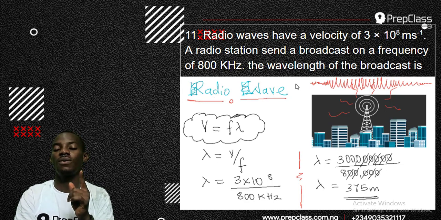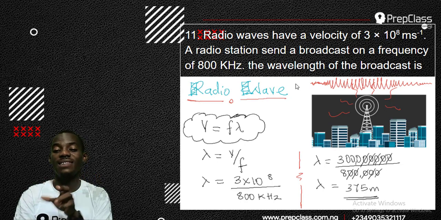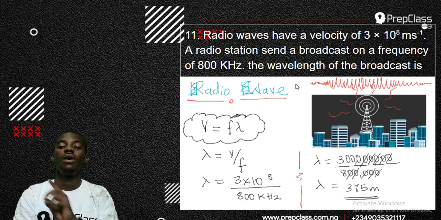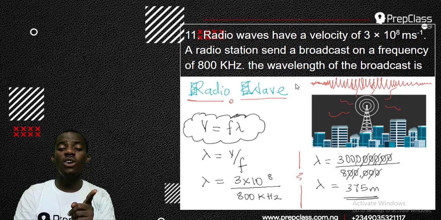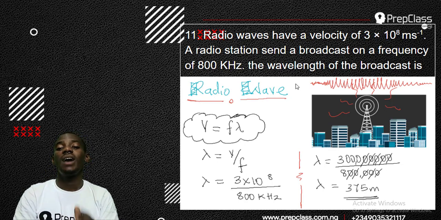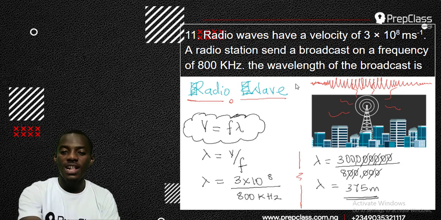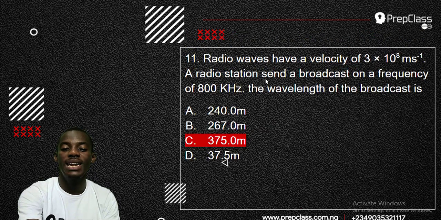Now that kilo is 1,000, so that means it will become lambda equals 3 times 10 to the power 8, which is 3 and 8 zeros. That's 300,000,000, and that's the speed of light, 300,000,000 meters per second, over 800 kilohertz. Kilo means times 1,000. That's 800 times 1,000, making 800,000. So if you cross through that, you'll be getting 375 meters as your wavelength. Very straightforward, and it's all about that formula. Okay, if you get that formula, then you can blast any question. So let's go to number 12. So my answer for number 11 is C.